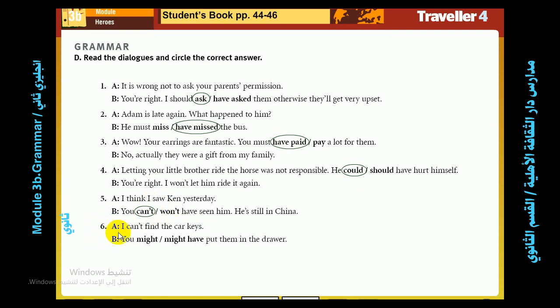Okay, number 6. I can't find the car keys. You might or might have put them in the drawer. The answer is you might have put them in the drawer. So the action of putting the keys in the drawer is a past action, and I'm saying it was possible to have put the keys in the drawer.